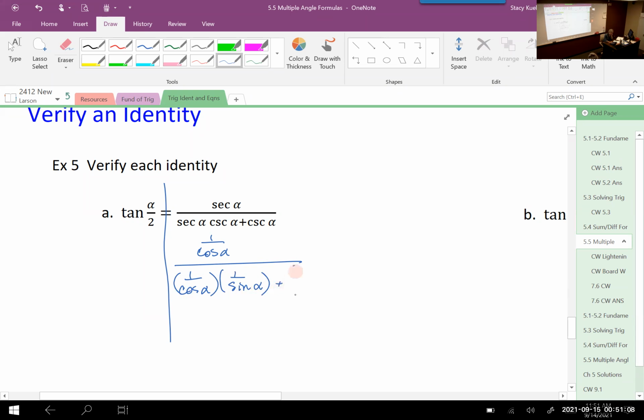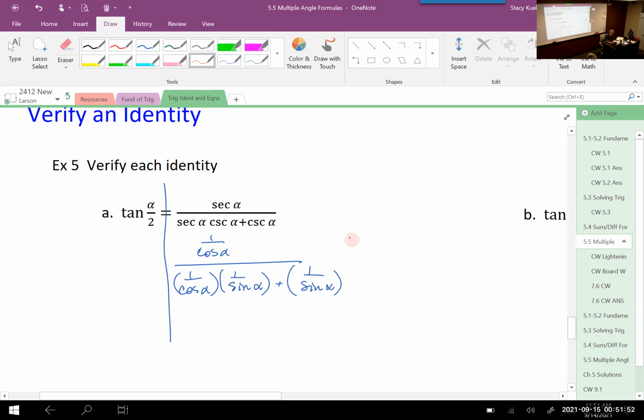plus 1 over sine. Right? Now, just like before, when we multiplied through to get rid of the denominators of our complex fraction, what would I multiply both top and bottom by to clear this thing of its fractions? Was it multiplying by the reciprocal? Nope. Or would it be the cosine? What am I gonna multiply by, Lisa? The common denominator. What is our common denominator? Cosine, sine, right? The common denominator would be cosine and sine.